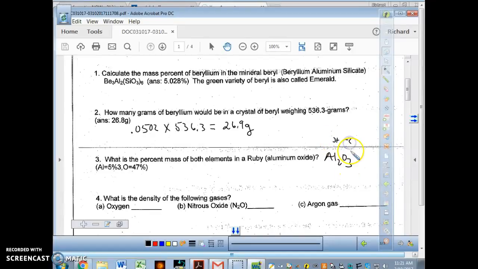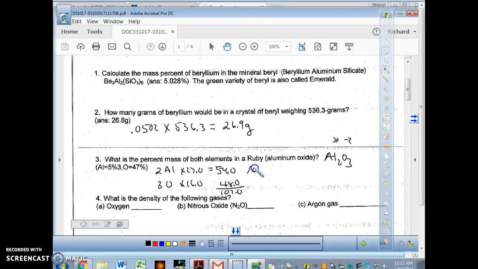This was a -2. Cross the charges. So we have 2 aluminums. We have 3 oxygens. We'll take that times 16. We'll take this times 27. That's 54. This is 48. So the total is 102.